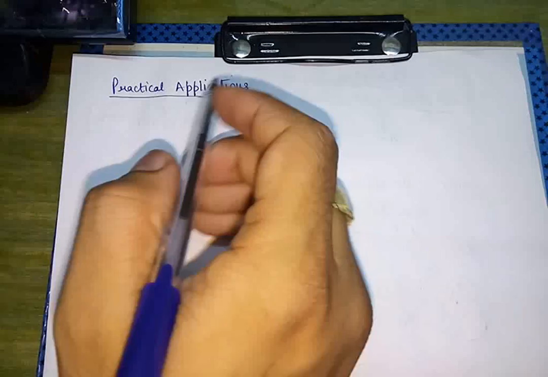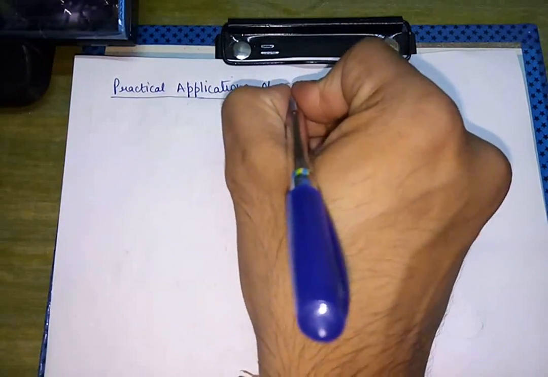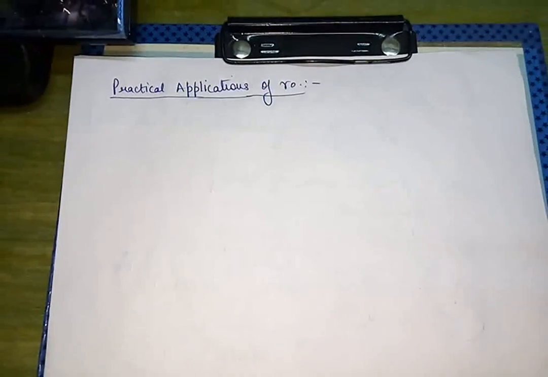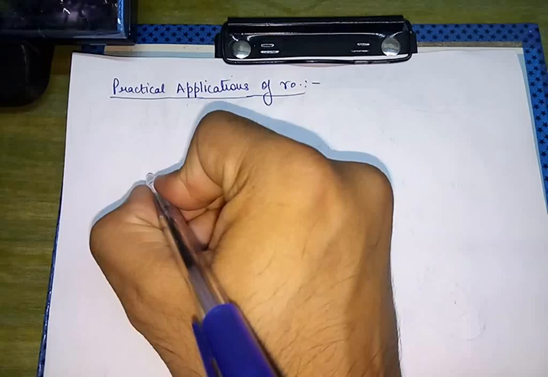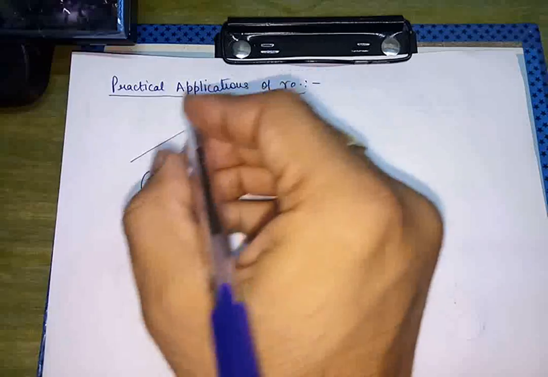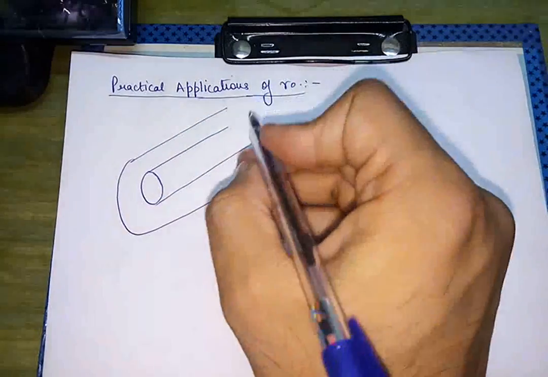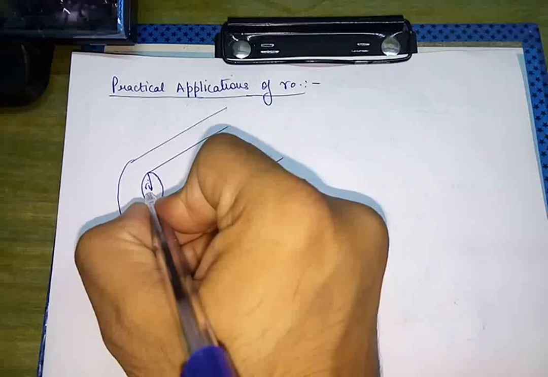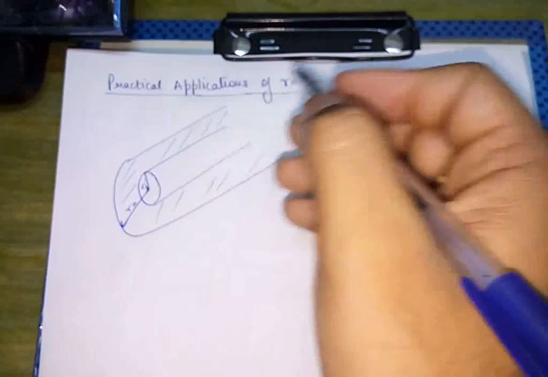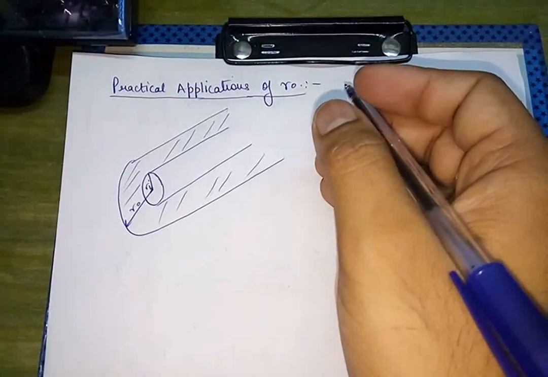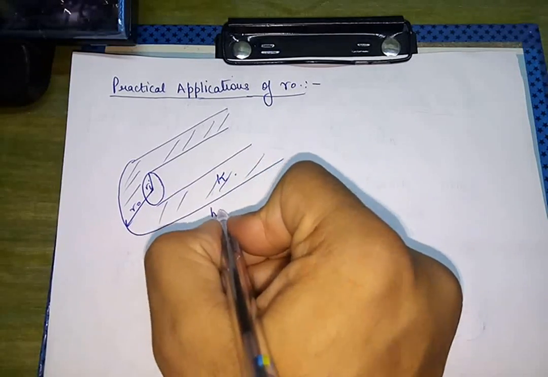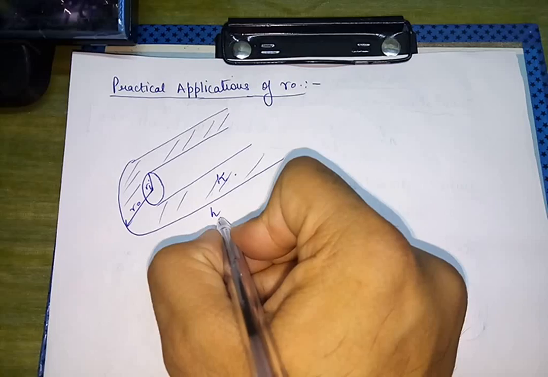Now if we talk about the practical applications of R0, the critical radius of insulation, this is a very simple topic. For example, we have an electrical cable carrying electrical current. Internal radius Ri, external radius R0. This shaded portion represents the insulation which is being added here, such that the thermal conductivity of this insulation is K. H is the ambient convective heat transfer coefficient.